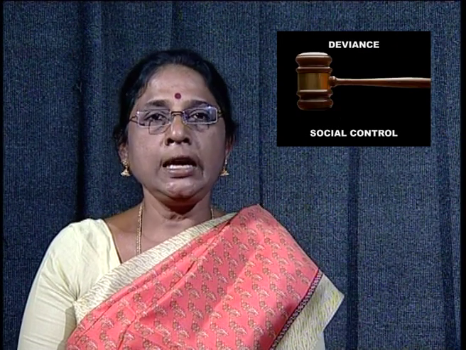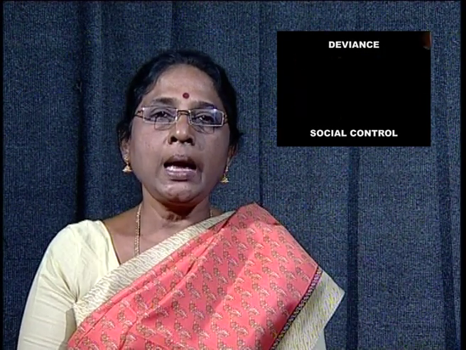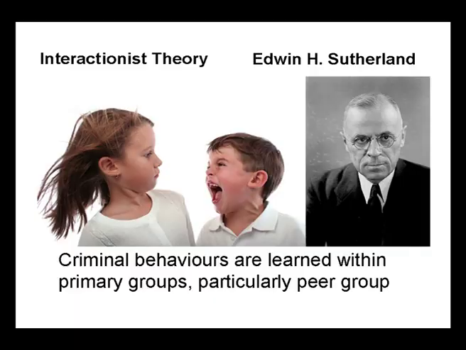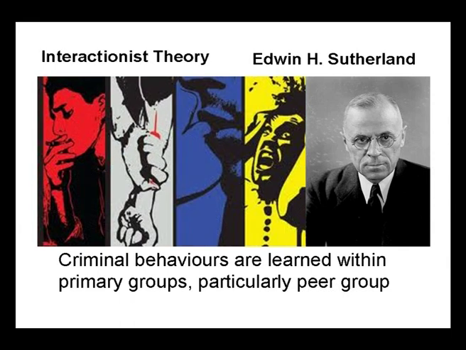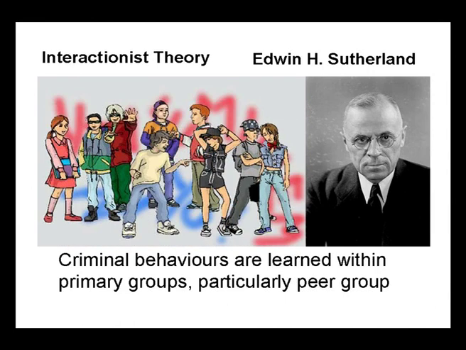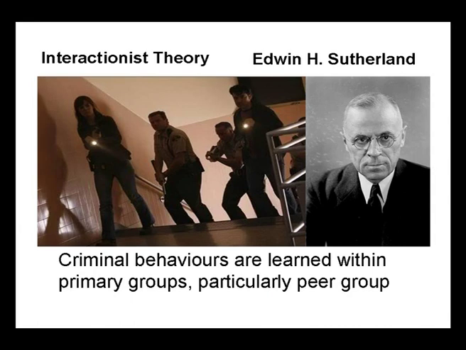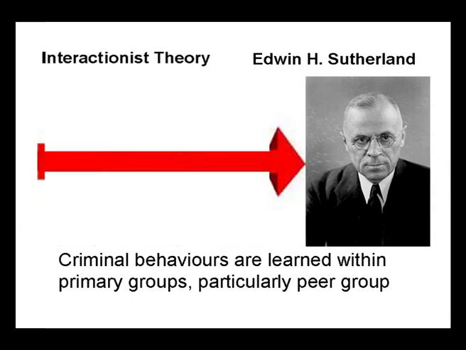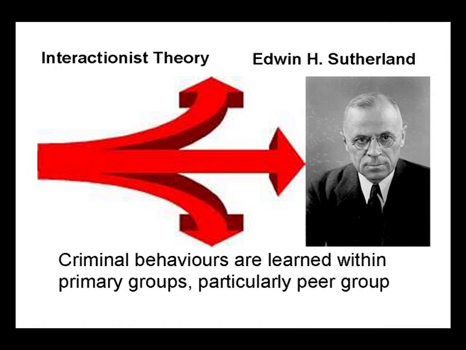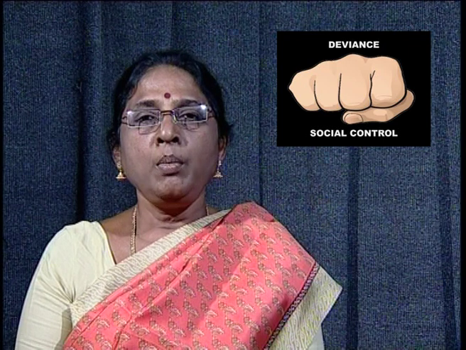The second type of sociological theory is interactionist theory. Interactionists focus on deviance as a socially constructed phenomenon. Edwin H. Sutherland asserts that criminal behaviors are learned within primary groups, particularly peer groups. Contact between subcultural groups encourages illegal activities. The labeling theory interprets deviance as a process of interaction between the deviant and the non-deviants. According to this theory, no behavior is intrinsically deviant, but it is labeled as deviant by the society.